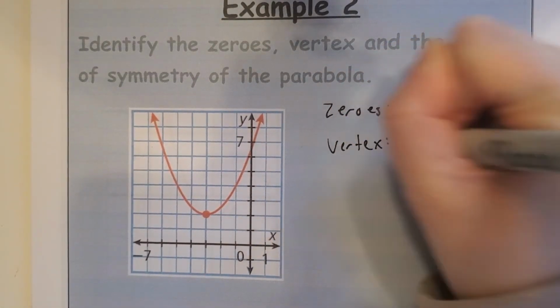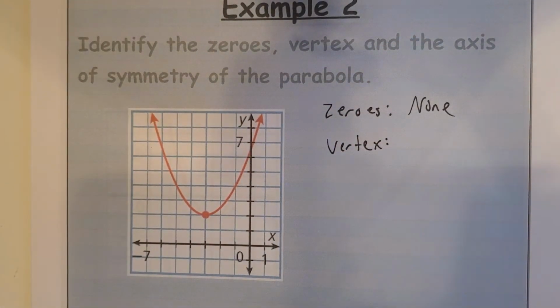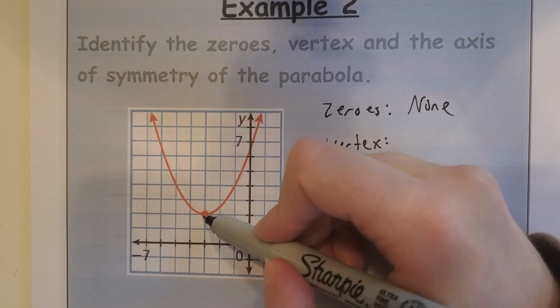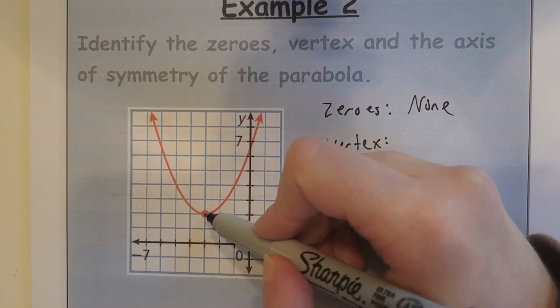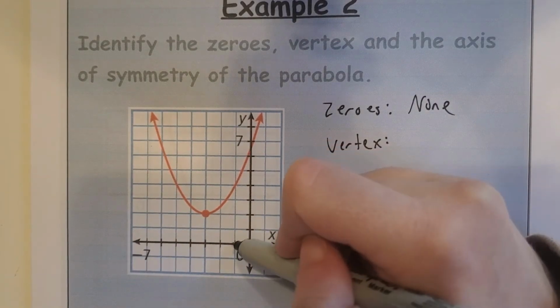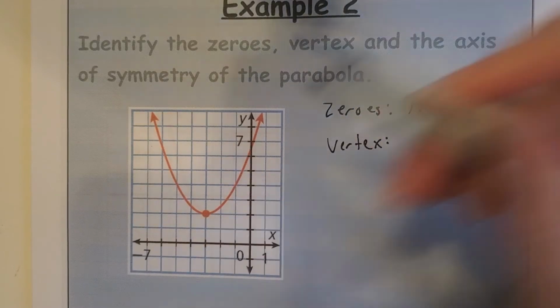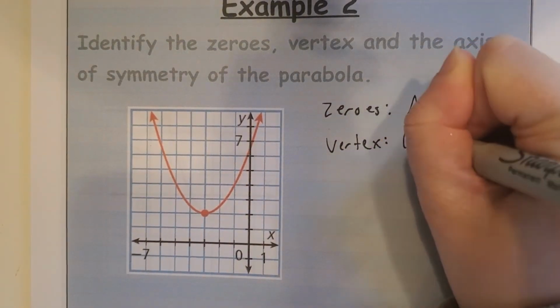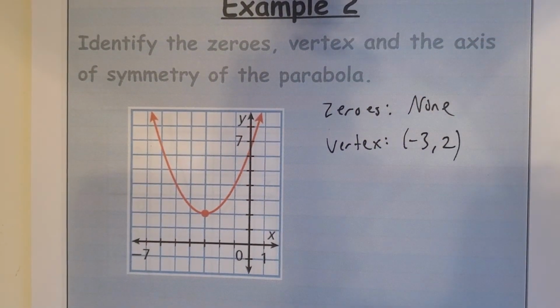Vertex. What's the highest point, the top of the hill, or the bottom of the bowl? All right, highest point or lowest point. Lucky for us, the vertex is actually marked off with this nice dot. All right, so what point is that? -1, 2, 3, 1, 2. All right, the vertex is -3, 2.